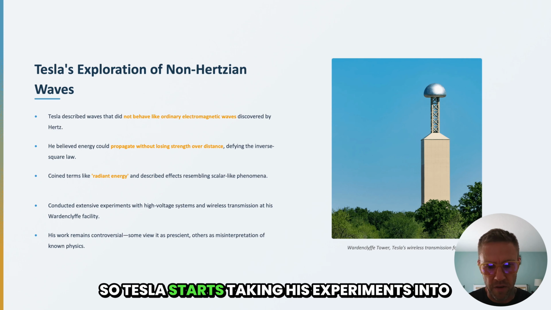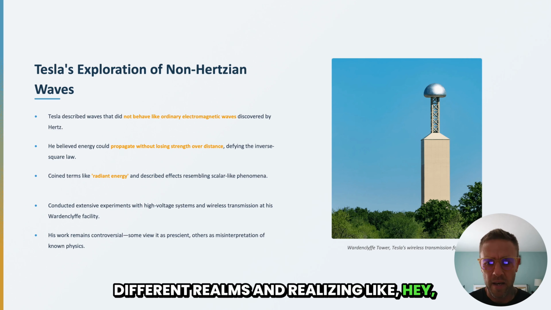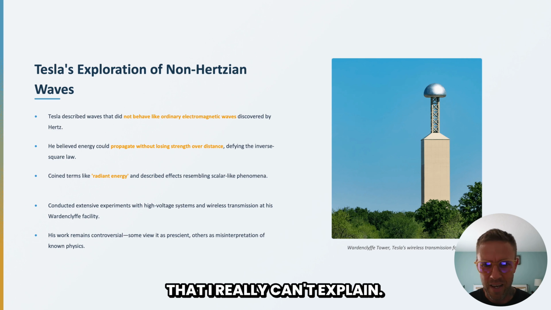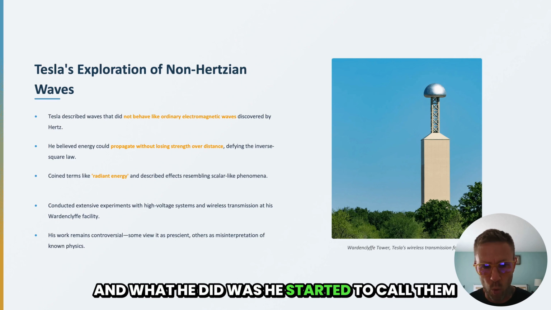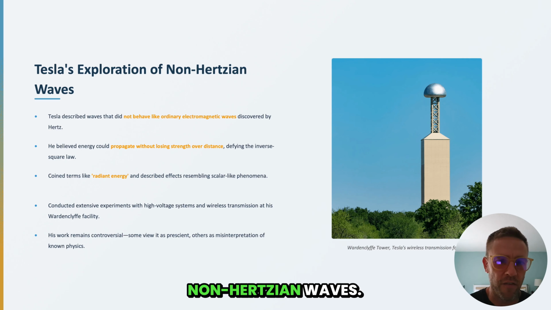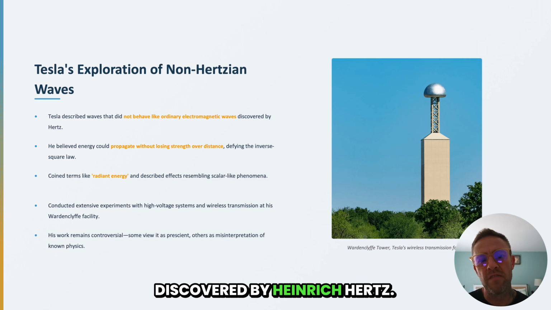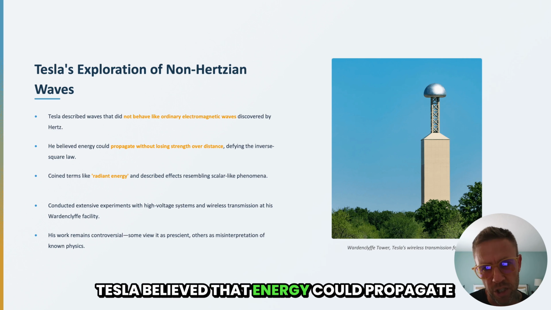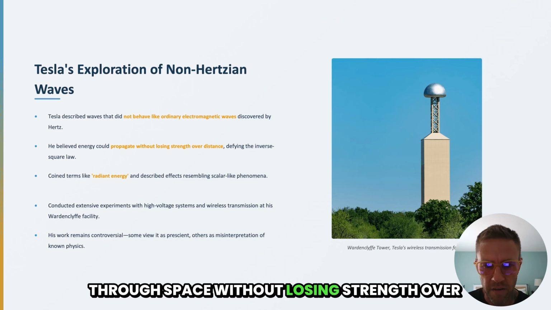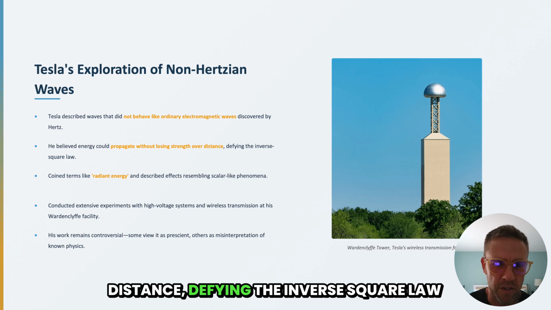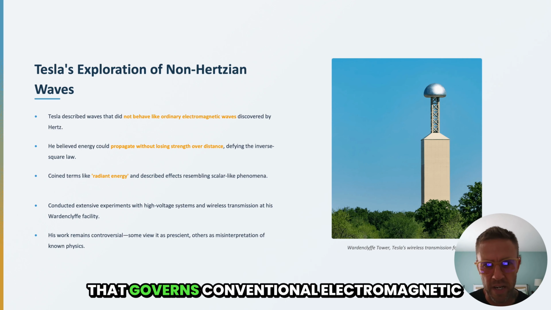So Tesla starts taking his experiments into different realms and realizing, like, hey, stuff is going on that I really can't explain. And what he did was he started to call them non-Hertzian waves, waves that didn't follow the patterns discovered by Heinrich Hertz. Tesla believed that energy could propagate through space without losing strength over distance, defying the inverse square law that governs conventional electromagnetic radiation.